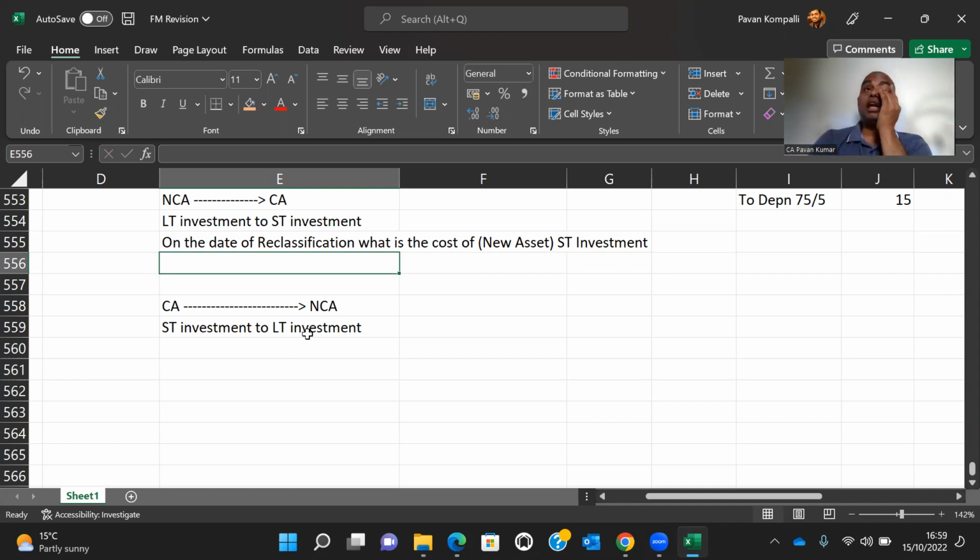Simple. Try to understand it like this. You are conducting audit of Pavan. Imagine you are conducting audit of Pavan. So do you want to conduct audit of Pavan's books or no? Hello.